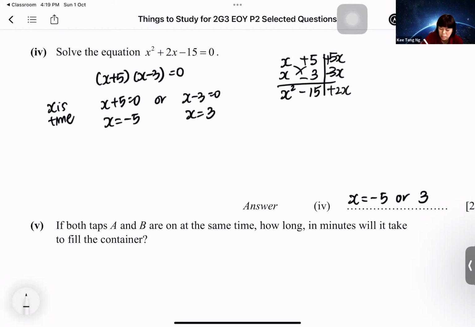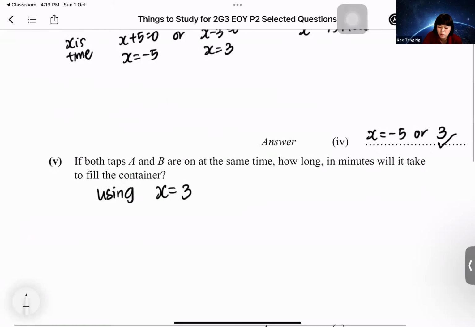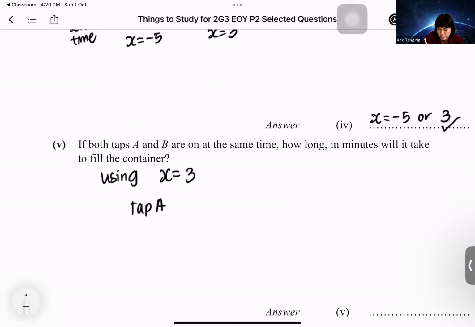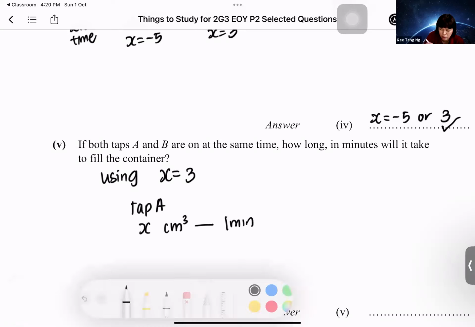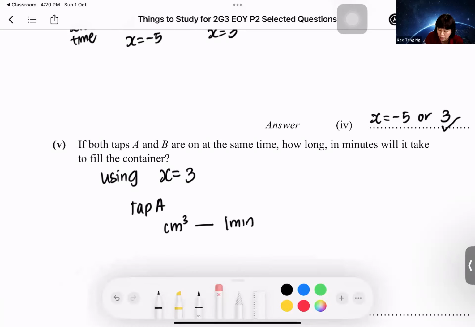Now I'm going to say using x to be equal to 3 minutes, since it's a time. So then we have this. What are the rates that we have? Tap A is x cm cube per minute. Correct? It means in 1 minute, I have 3 cm cube. Tap B is 2 cm cube faster, right? So tap B is 3 plus 2, which is 5 cm cube per minute.